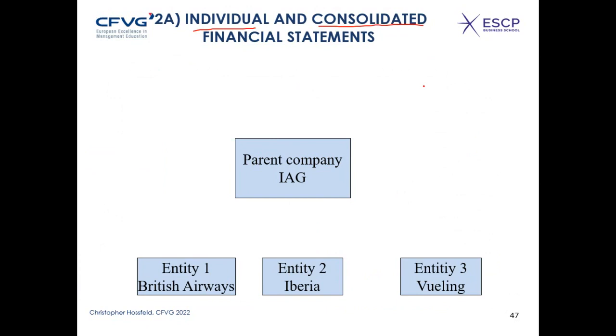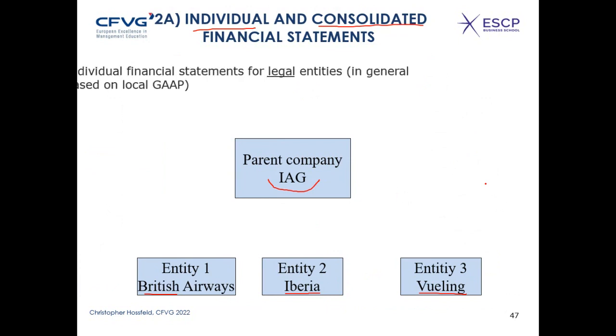So here, for example, we have four legal entities. We have IAG, International Airlines Group, which is located in Spain, actually. We have British Airways, which is located in the UK. We have Iberia, which is a Spanish airline. And we have Vueling, which is also a Spanish low-cost airline. So here we have four legal entities in different countries.